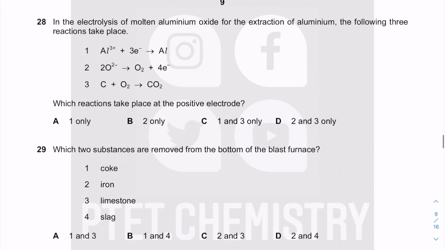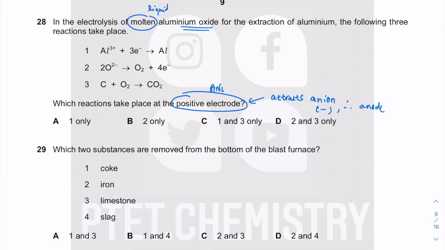Question 28. So electrolysis of molten, so this is liquid aluminium oxide. These are the three reactions that take place. Which one takes place at the positive electrode? So the positive electrode will attract negatively charged ions. It will attract anions, which are negatively charged. Therefore, this is the anode. Okay, so what happens at the anode?